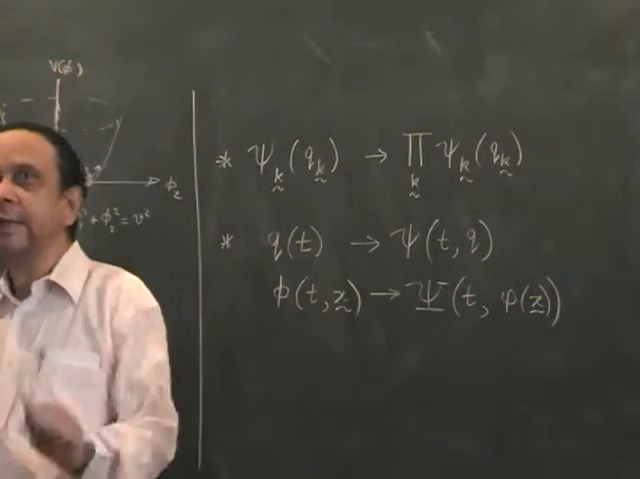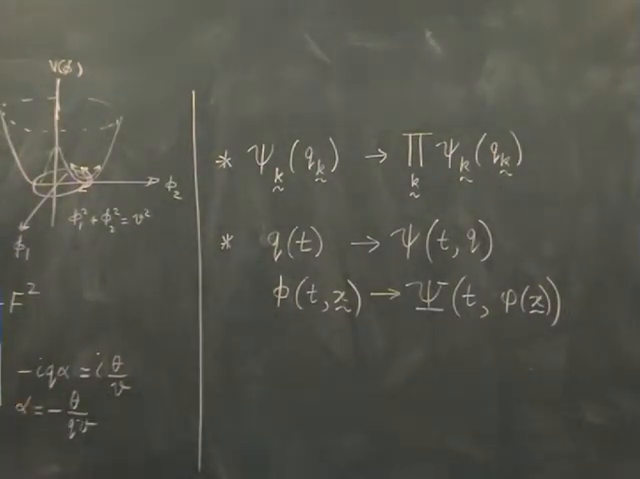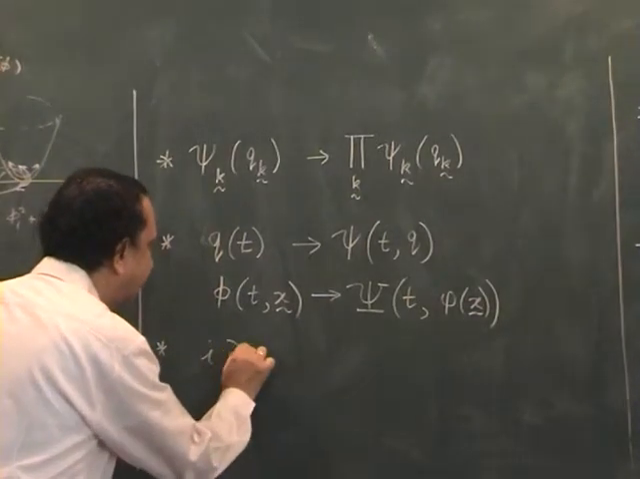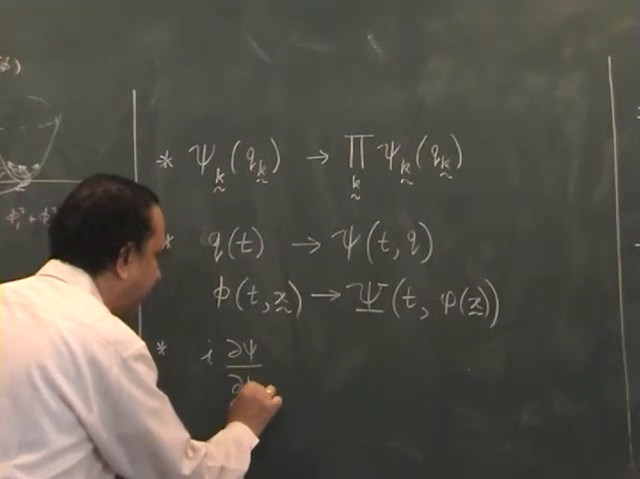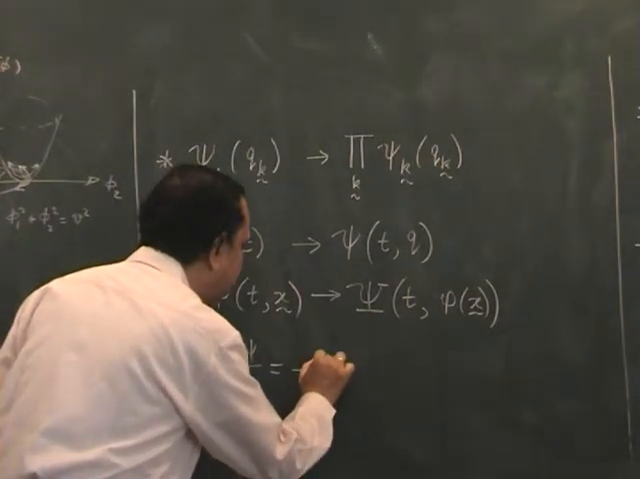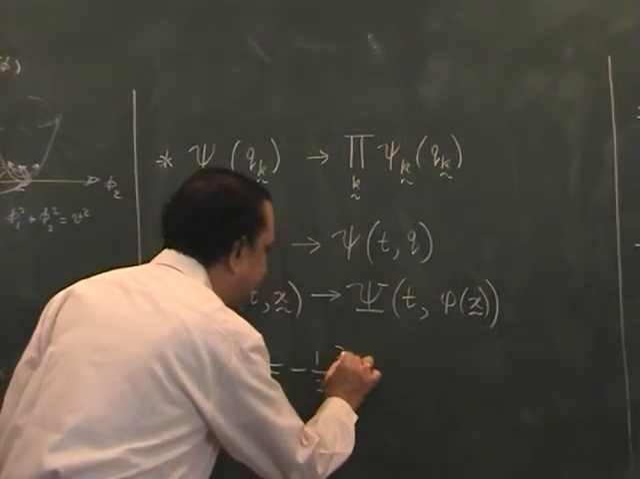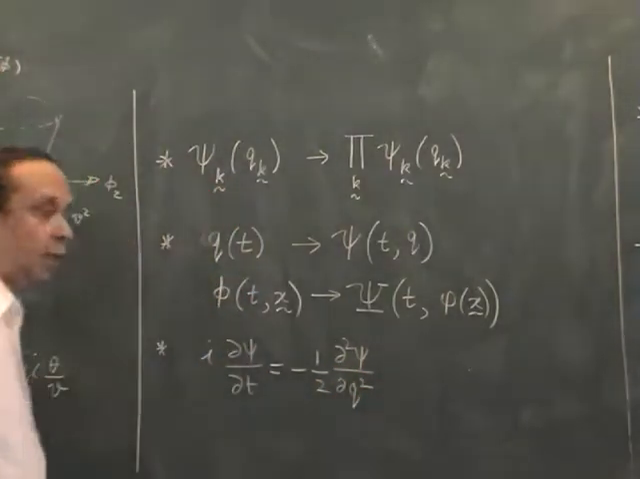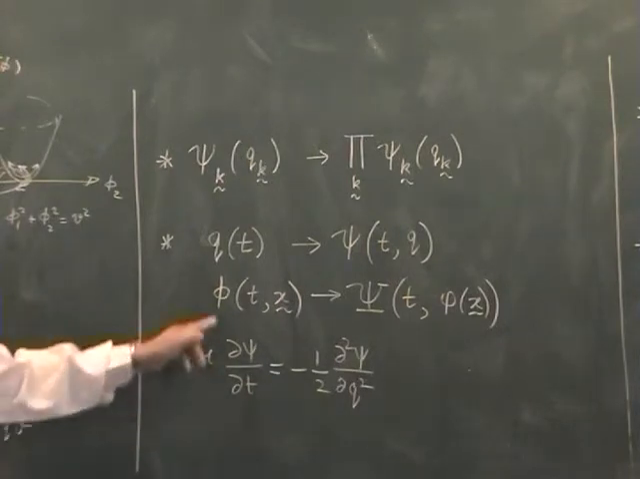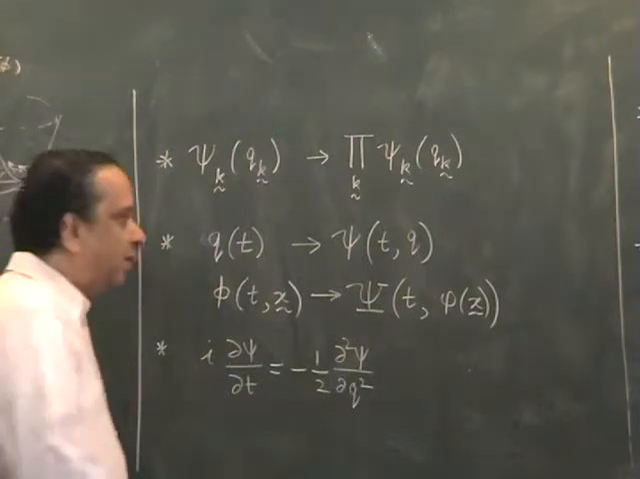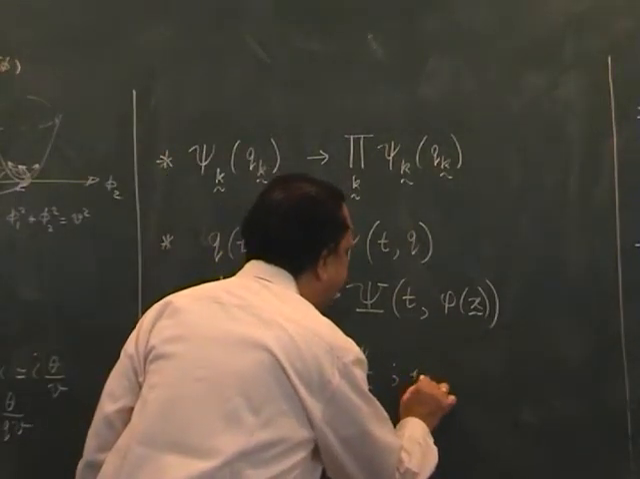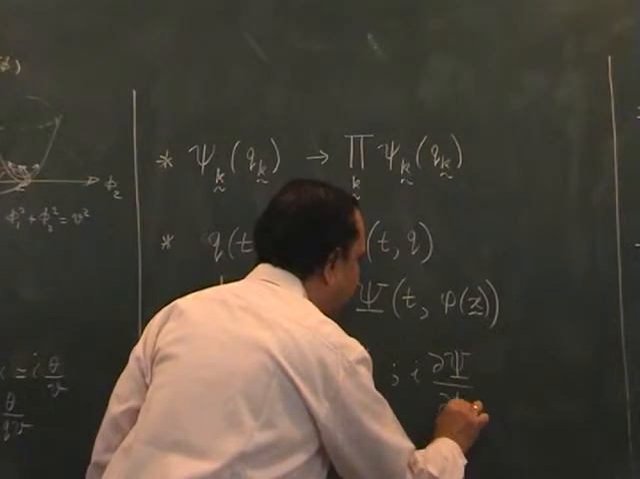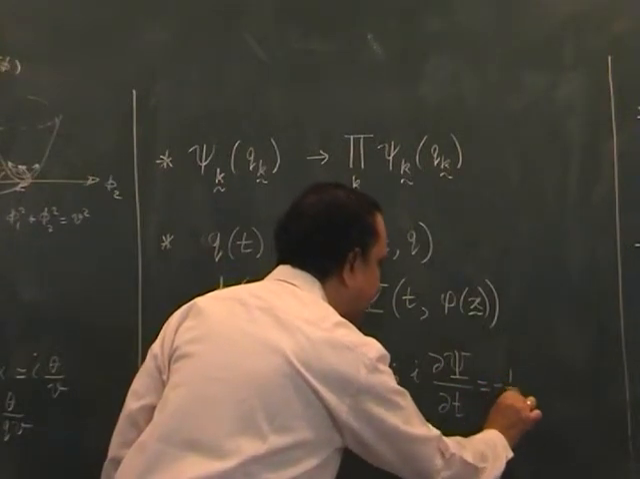But that is where all the problem starts. Suppose you want to write down the Schrodinger equation. The Schrodinger equation in the first case would have been I d psi by dt. When I say problem starts, mathematical problem starts. If I am talking about free particle, I would have got minus d square psi by dq square. Right? What should be the corresponding thing here? As far as time is concerned, it goes for a ride. So you can write I d psi by dt equals, maybe there is a minus and maybe there is a half.